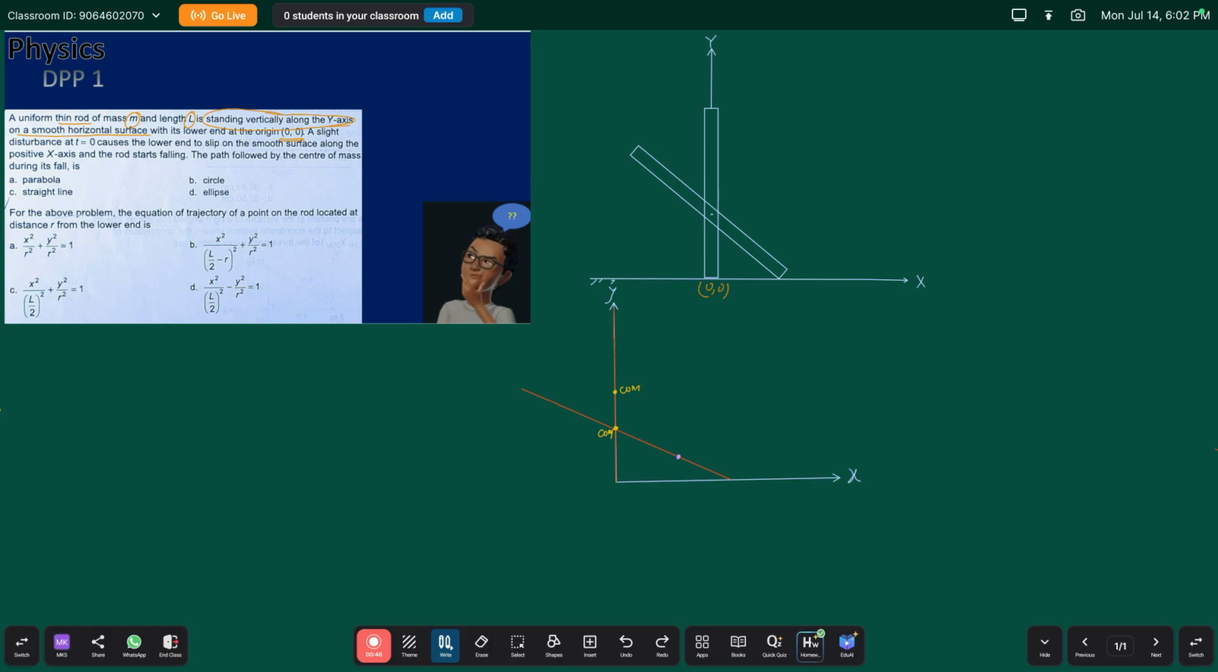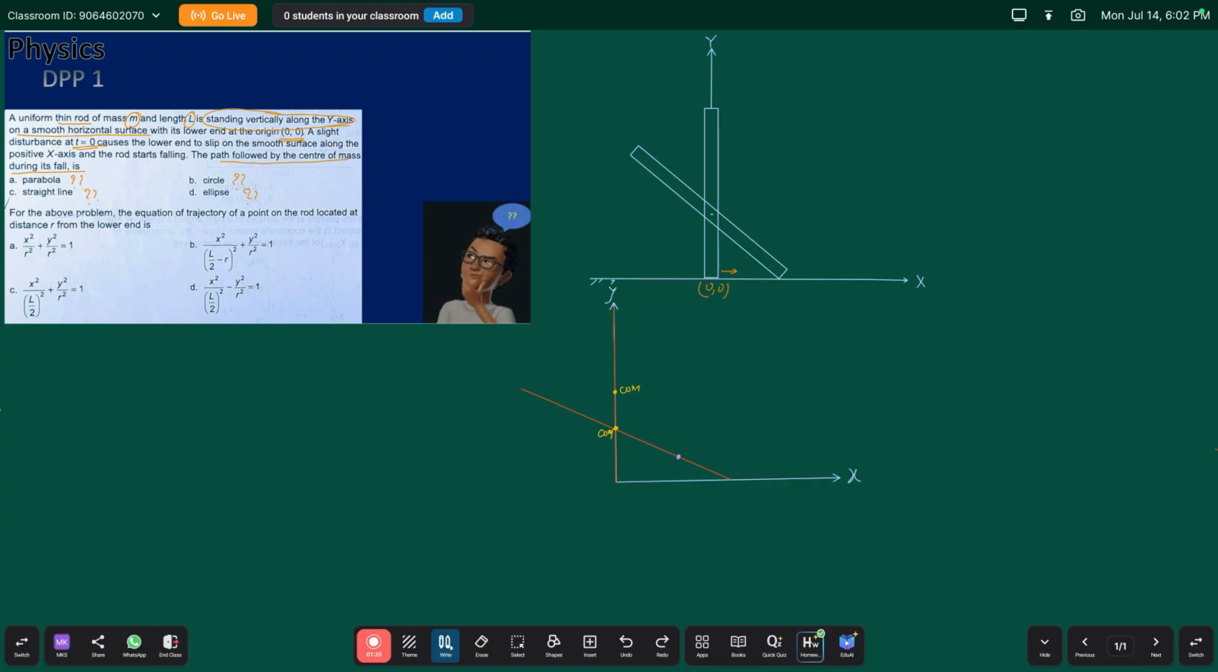A slight disturbance at t equal to 0 causes the lower end to slip on the smooth surface. So this starts slipping along the positive x-axis and the rod starts falling. The path followed by the center of mass during its fall is a parabola, circle, straight line, or ellipse. So we have to find that.